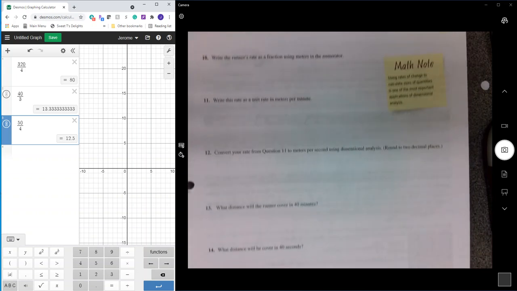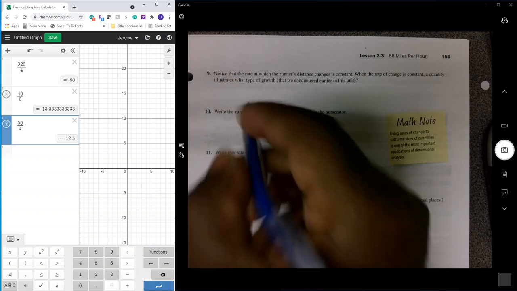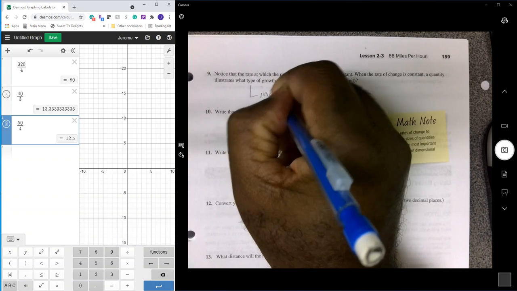All right, now we move on to the next page. Number 9, it says, notice that the rate at which the runner's distance changes is constant. When the rate of change is constant, a quantity illustrates what type of growth. It would be linear.